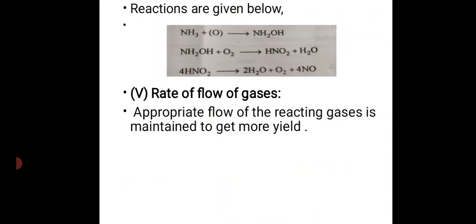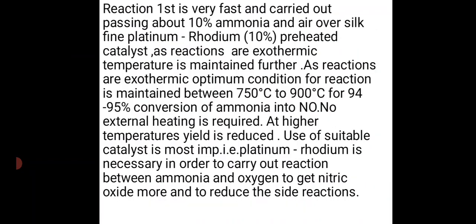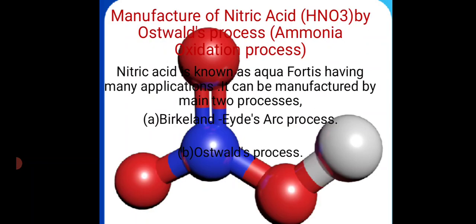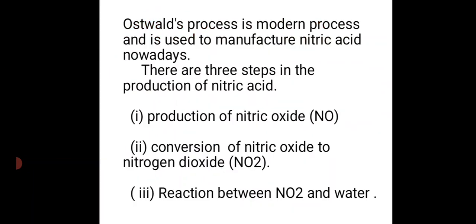I will repeat once again which points we have seen today. Manufacturing of nitric acid by the Ostwald process. There are 3 steps in the production of nitric acid: first, production of nitric oxide. Second, conversion of nitric oxide to nitrogen dioxide. This process is carried out where? In the oxidation chamber. Okay. Then the reaction between NO2 and water is carried out in the third, last chamber. Which chamber?